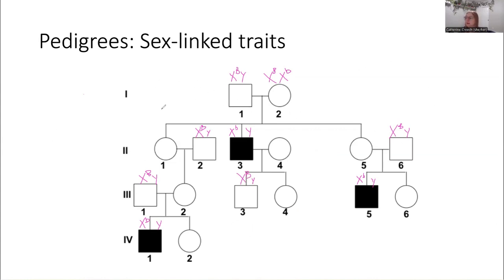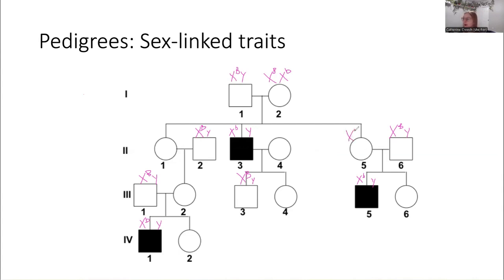Now, when we look at our females, we could figure out their genotypes based on their offspring. So here in generation 3, individual number 5, this couple had 2 kids. One of their kids is a colorblind male. That Y had to come from dad. Mom doesn't have a Y to give. So that means that this little b had to come from the mother.